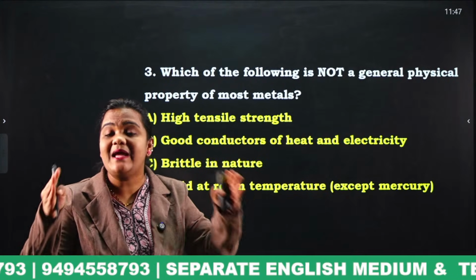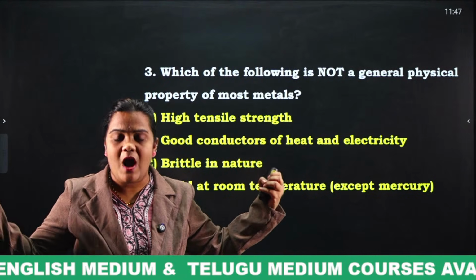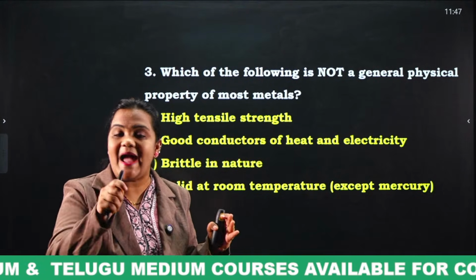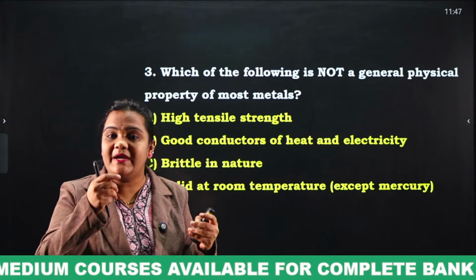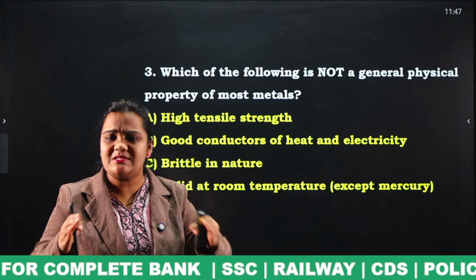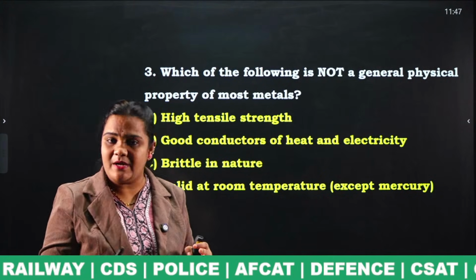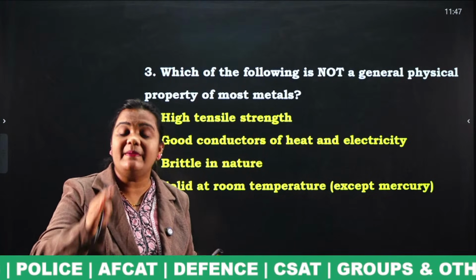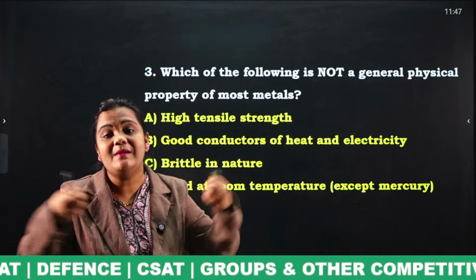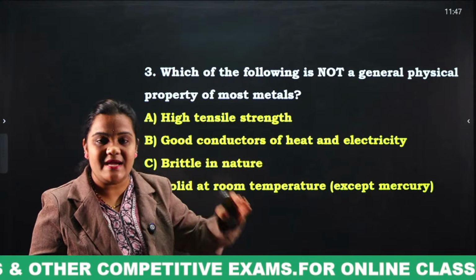High tensile strength is nothing but what, students? If we heat the metal, that metal can be stretched. How will it be stretched? By hitting with a hammer. What is happening in the welding process, students? The welding process is nothing but heating the metal and striking it with a hammer. That means the metal can be stretched and pulled if we heat it. That is having high tensile strength.